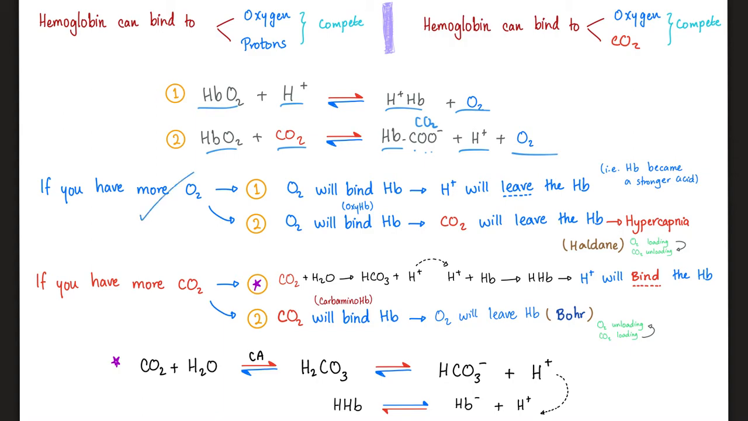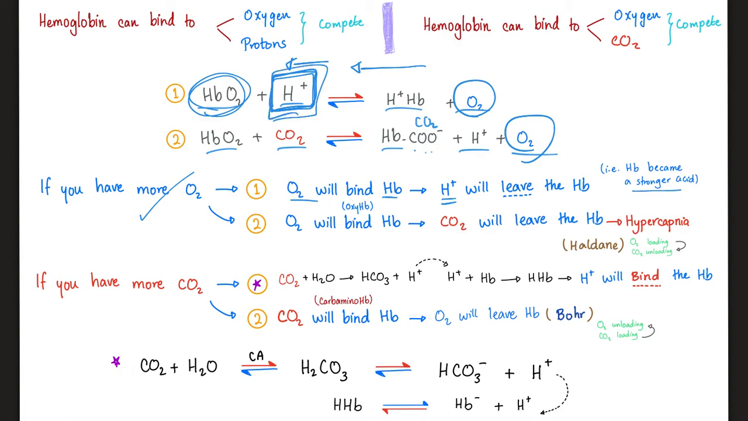What's going to happen if you have more oxygen? If you have more oxygen, these reactions will tend to shift to the left. So oxygen will bind the hemoglobin to form oxyhemoglobin, and therefore hydrogen will leave the hemoglobin, and now hydrogen is free. What do we call a substance that donates protons? An acid, baby. So hemoglobin is becoming a stronger acid. What else is going to happen from the second equation? Oxygen will bind to hemoglobin. This is called oxyhemoglobin, and the reaction is moving this way.